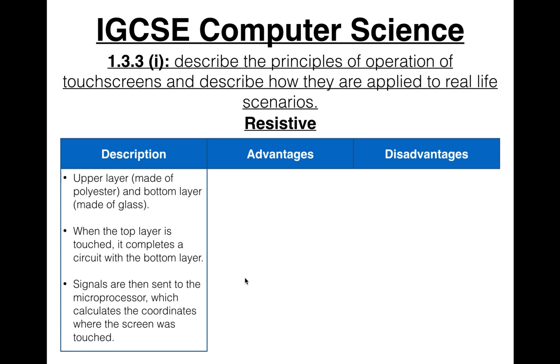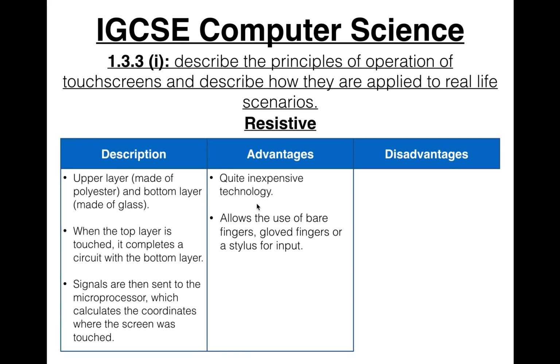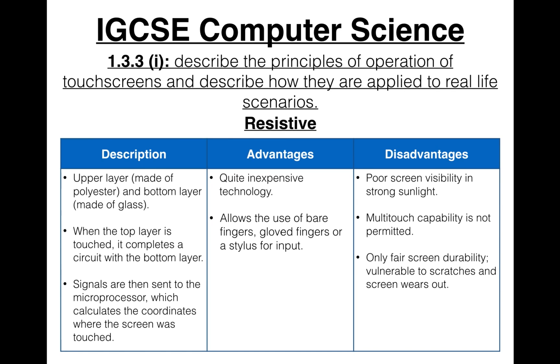Research those. Advantages of resistive include that it's quite inexpensive and allows the use of bare fingers, gloved fingers, or stylus for input. And of course, there are always disadvantages: poor screen visibility in strong sunlight, no multi-touch capability, and only fair screen durability. The screen tends to be vulnerable to scratches and can wear out after some time.